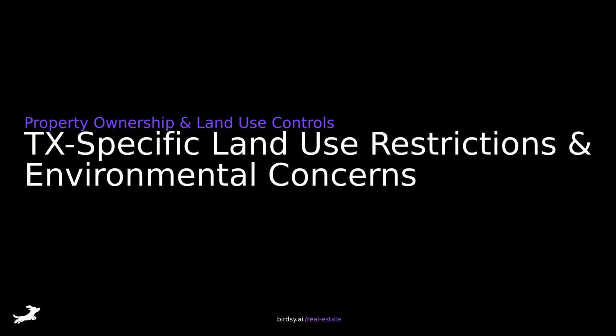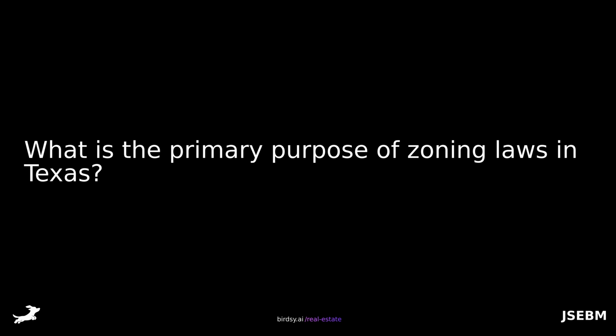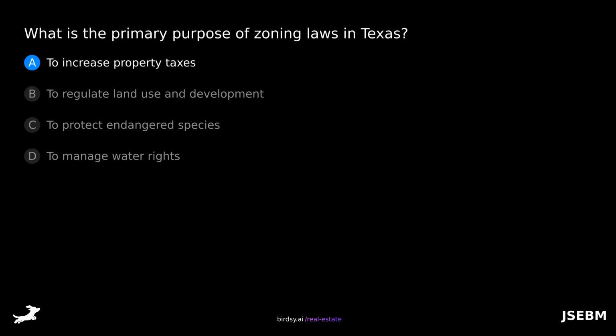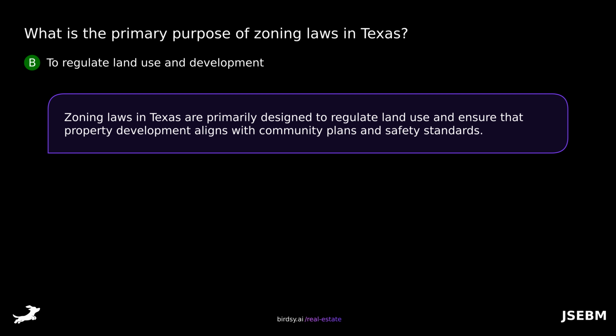Texas-specific land use restrictions and environmental concerns. What is the primary purpose of zoning laws in Texas? Is it A, to increase property taxes, B, to regulate land use and development, C, to protect endangered species, or D, to manage water rights? The answer is B, to regulate land use and development. Zoning laws in Texas are primarily designed to regulate land use and ensure that property development aligns with community plans and safety standards.